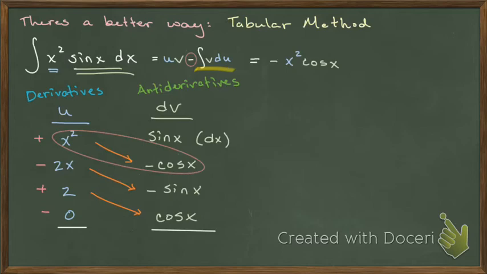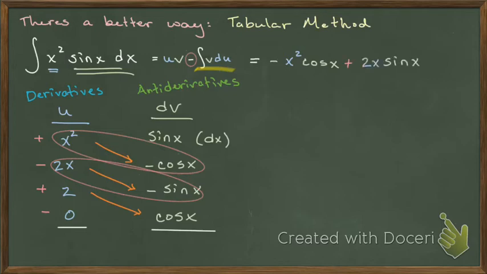The next, I would have had to evaluate the integral of 2x times cosine x. Okay? But that would have given me a 2x sine x, what I get by multiplying that second diagonal. Okay? The minus and the minus give me a plus, and I get a 2x sine x.